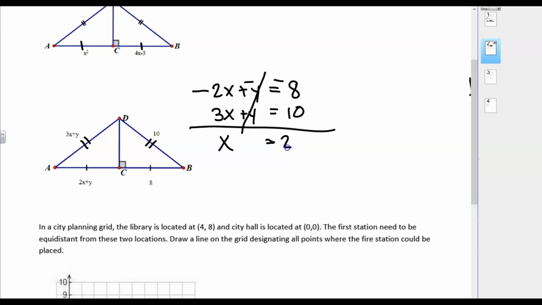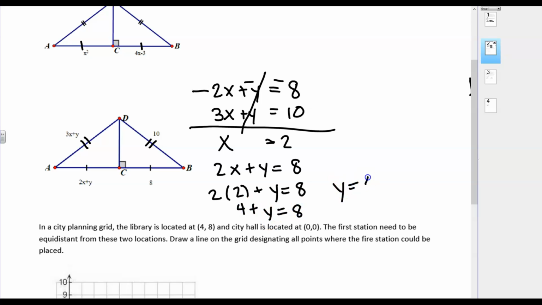Negative 8 and 10 gets me 2, so I get x equals 2. I'm now going to plug that into one of the two given equations. I'm going to do the first one. 2x plus y equals 8, or 2 times 2 plus y equals 8. 4 plus y equals 8, so y must be 4. So my answer is x equals 2 and y equals 4. Since those are x and y, the point (2, 4).